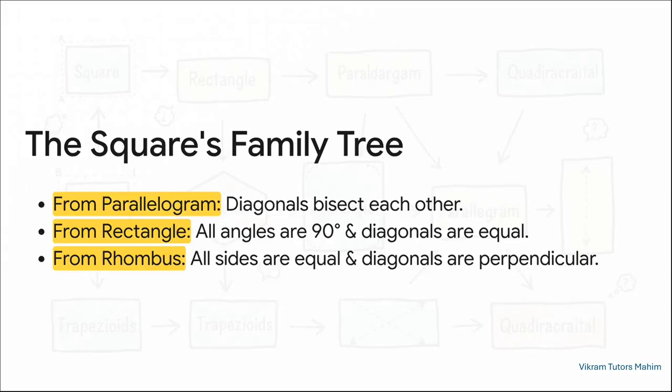I mean, just look at a square's family history. It is a quadrilateral, so it has 4 sides. It's a parallelogram, so its diagonals cut each other in half. It's a rectangle, so its angles are all 90 degrees and its diagonals are equal. And it's a rhombus, so its sides are all equal and its diagonals are perpendicular. It literally gets every single family trait we've talked about today.